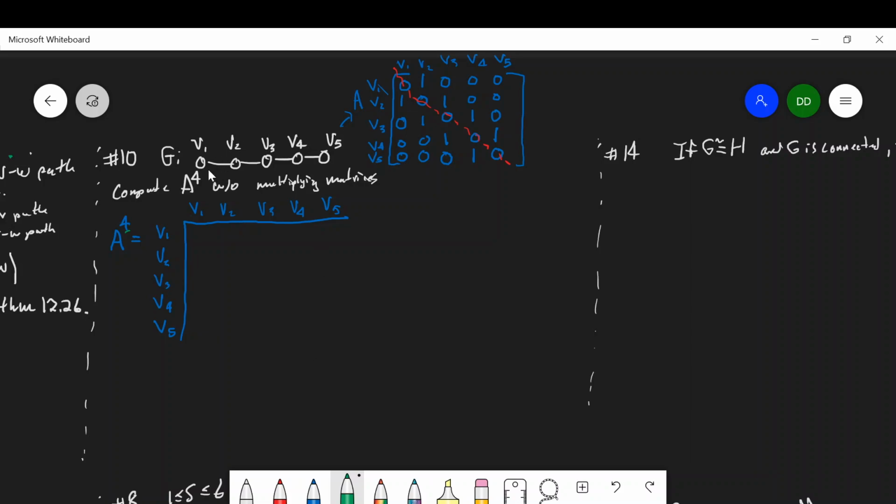So what are some ways I could do this? Well, I could go to V2, then back to V1, and then to V2, and then back to V1. That's 4 edges, and I returned to V1, and so that's one way. Or I could go to V2, to V3, back to V2, and back to V1. Are there any other ways to do it? Well, if I go out to V3, or if I go out to V4, there's no way I could get back to V1 in 4 steps. So this is really the only 2 ways of doing it.